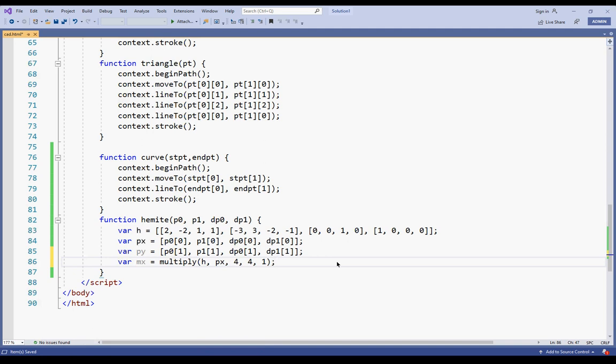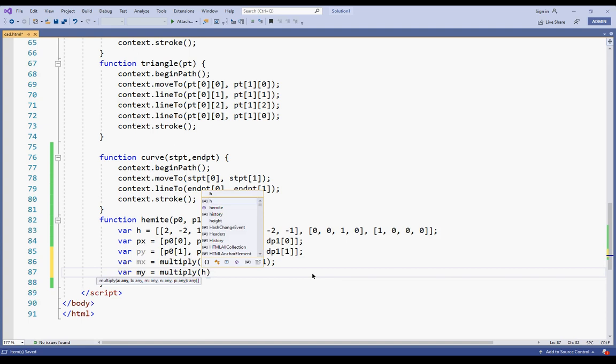Then similarly I'll be having my is equal to multiply H into py, 4, 4, 1. So this is going to give me my, sorry, mx and my. So just let me know whether you understood the concept of mx and my.